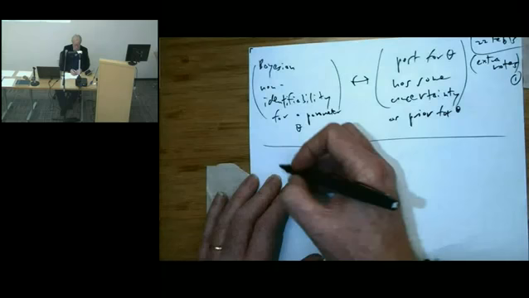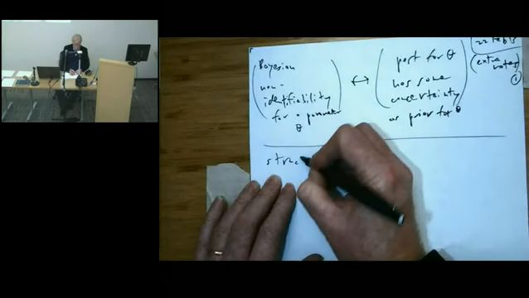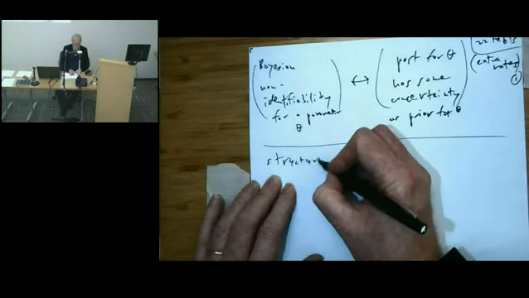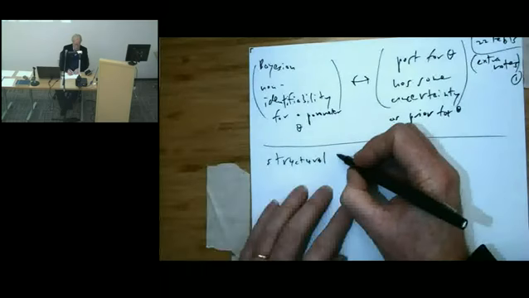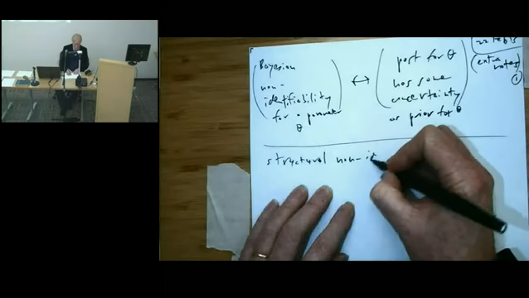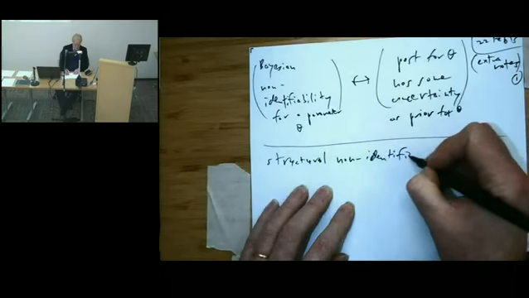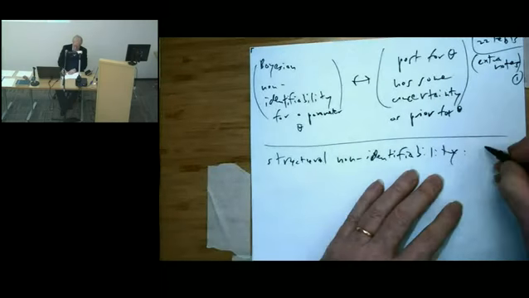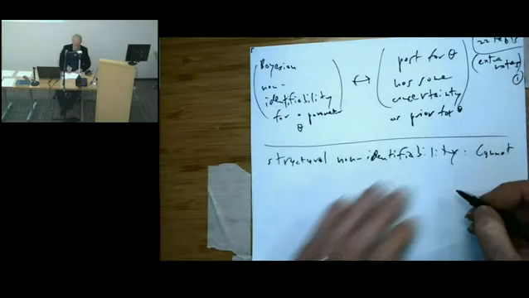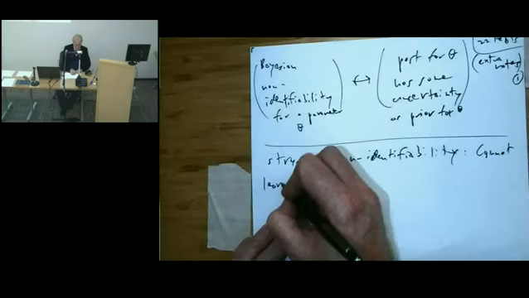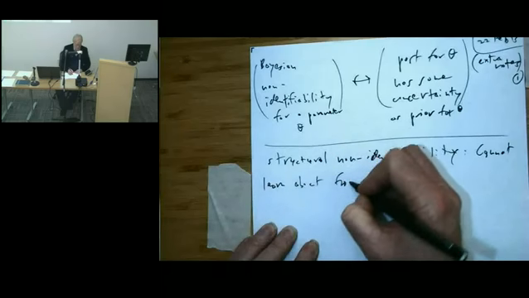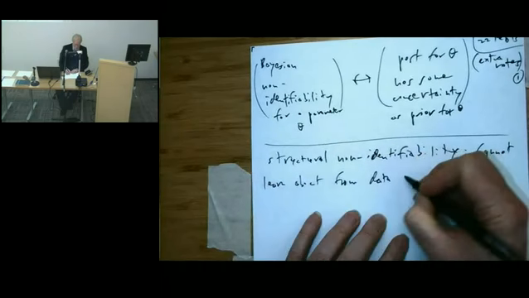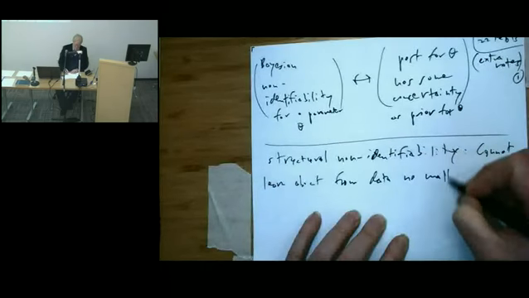And we can make a distinction between two kinds. I'll call it structural non-identifiability, and what that is going to mean is that we cannot learn about theta from the data, no matter what the data set is.